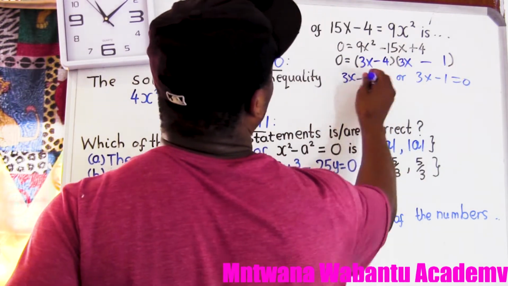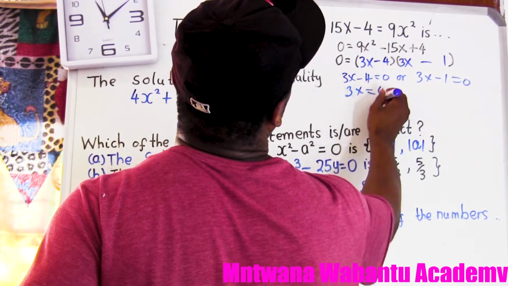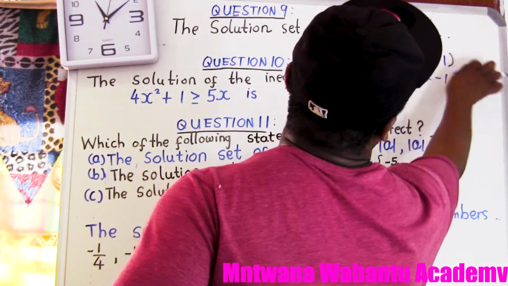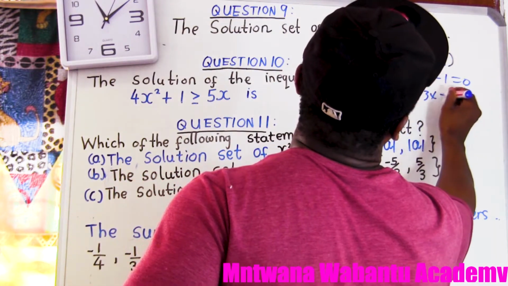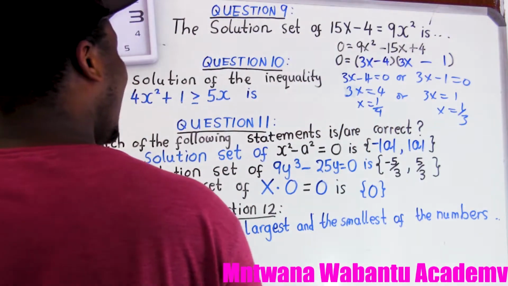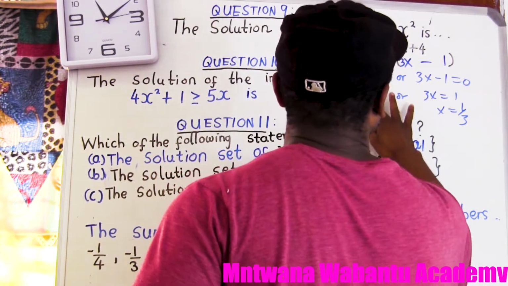Now, this equal to 0, so 3x minus 4 equal to 0, or 3x minus 1 equal to 0. So this is going to go over, so 3x equal to positive 4, divided by 3, so x equal to 4 over 3. Or, for this one, the 1 is going to go over, so 3x equal to 1, divided by 3, so x equal to 1 over 3.